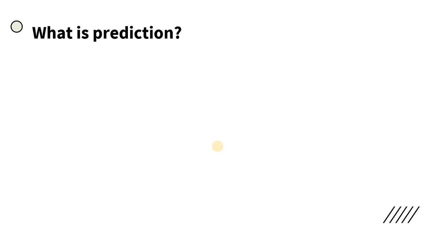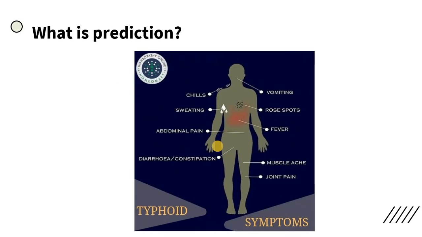So let's understand it with one example here. These are the symptoms of the patient: vomiting, rose spots, fever, chills, sweating, abdominal pain, muscular ache, joint pain. Based on these symptoms, based on these attributes, we can say that yes, this is a symptom of typhoid. So here, based on the symptoms, we are predicting the disease. It is possible that you are suffering from typhoid.